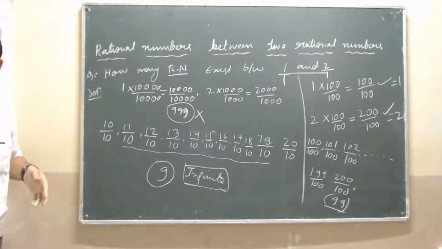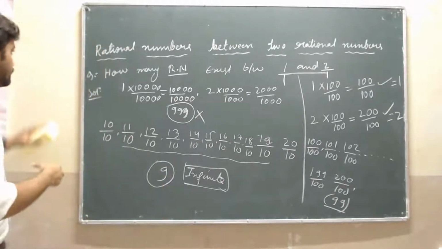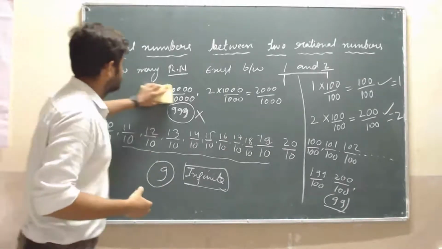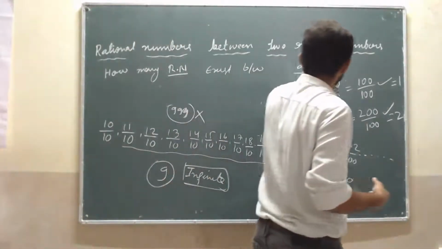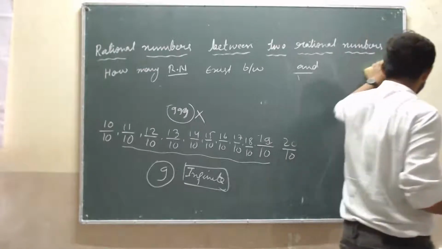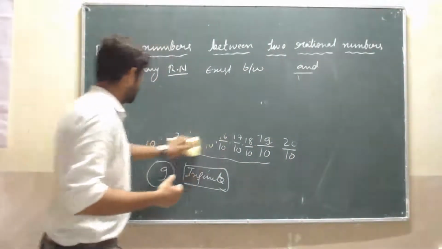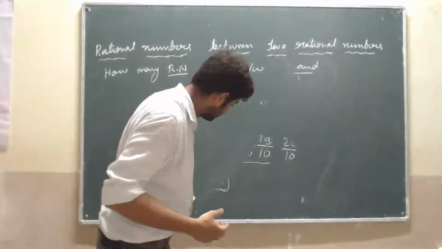Move to the next. With the help of one more example, I will explain how many rational numbers will exist between two rational numbers.